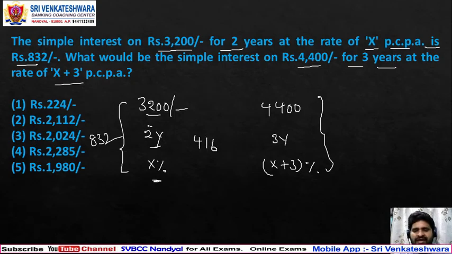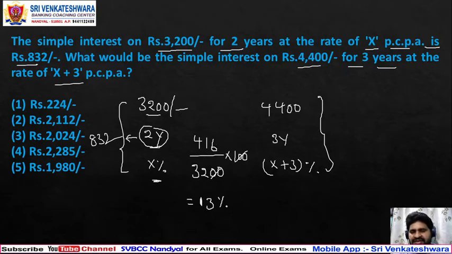416, half of that. The amount for 2 years is 832, for 1 year is 416. If I calculate that 416 on 3200, can I get the rate of interest? So 416 by 3200. Let's cancel the 100. 32 ones are 32, then it will be 96. 32 threes are 96. So the rate of interest will be 13%. So at a rate of 13%, 3200 in 2 years will give 832 rupees.